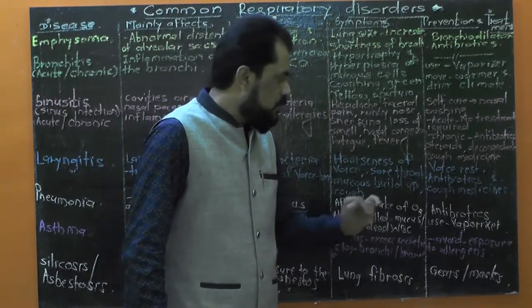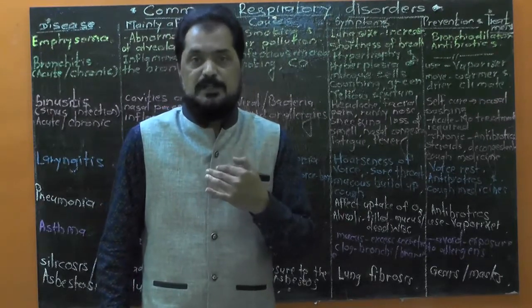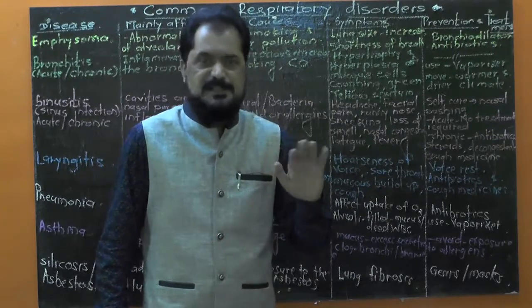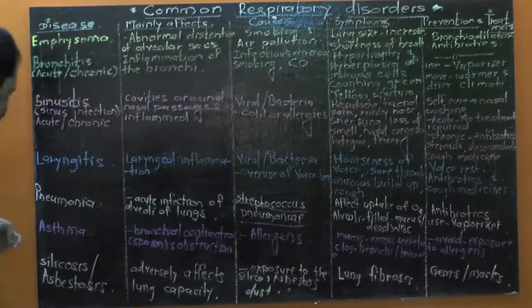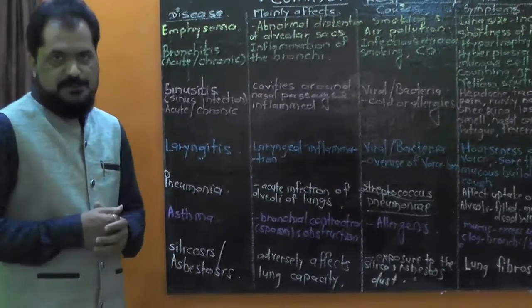Also, one should use different types of inhalers or vaporizers just to get quick relief from asthma and breathlessness. Come to the next, that is silicosis and asbestosis.